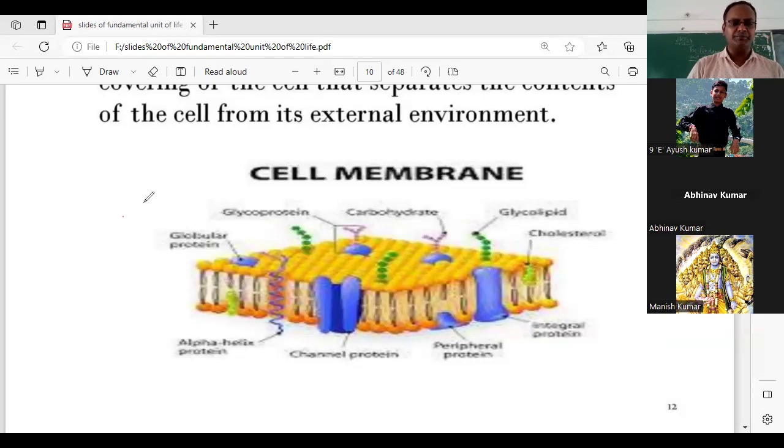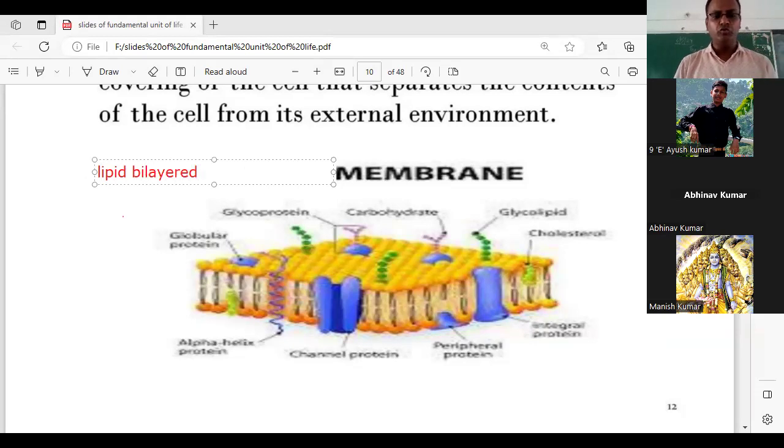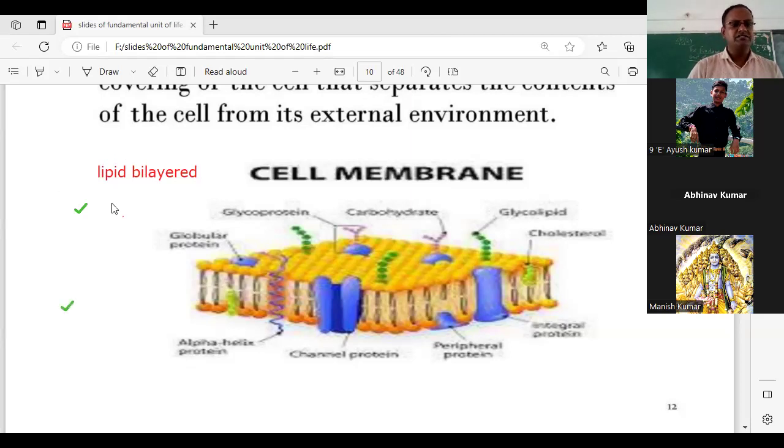If you are talking about the structure of the plasma membrane, let me go with the text. It is lipid bilayered. Lipid bilayer. That means two layers of lipid is there. These are the lipid molecules, the two layers on the top. These are the lipid molecules.